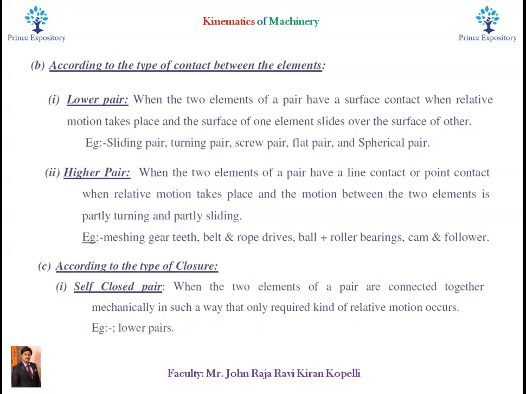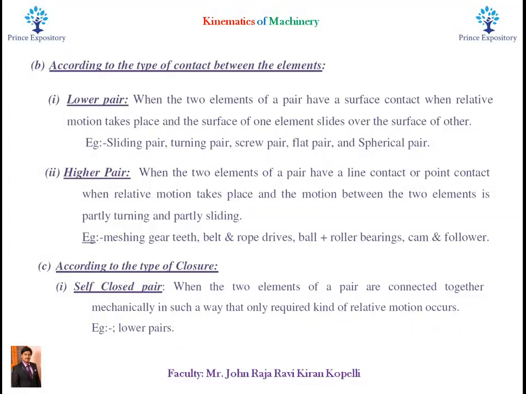Higher pair. When the two elements of a pair have a line contact or point contact, when relative motion takes place and the motion between the two elements is partly turning and partly sliding. Examples: meshing gear teeth, belt and rope drives, ball and roller bearings, cam and follower mechanisms.